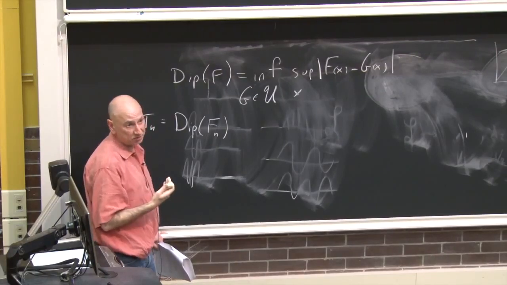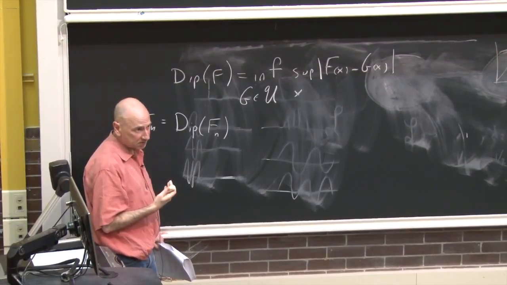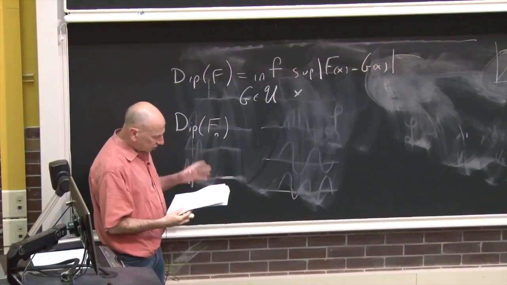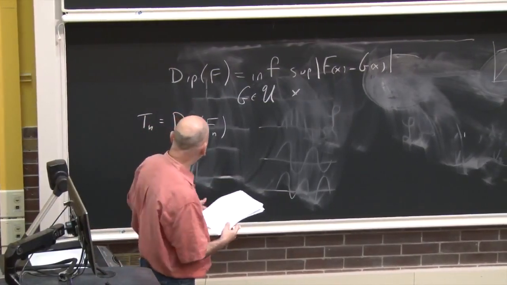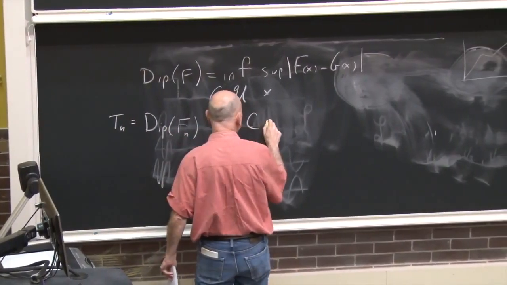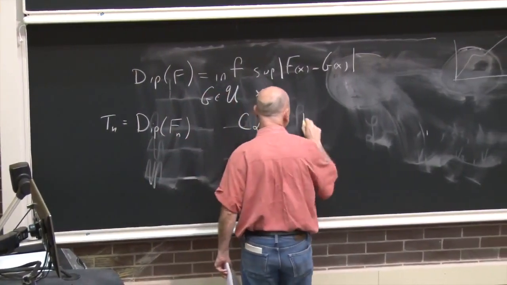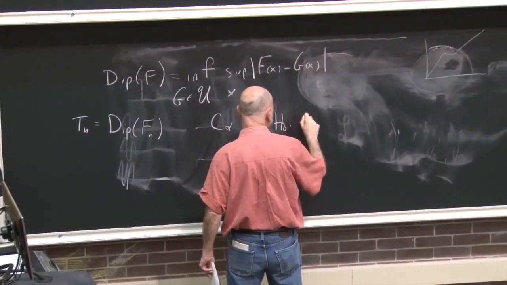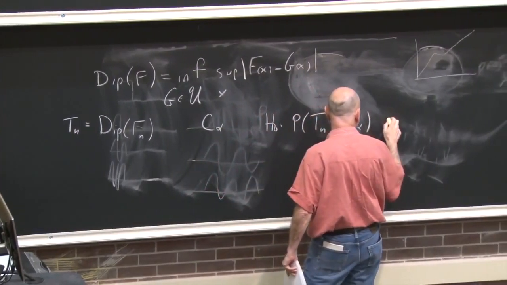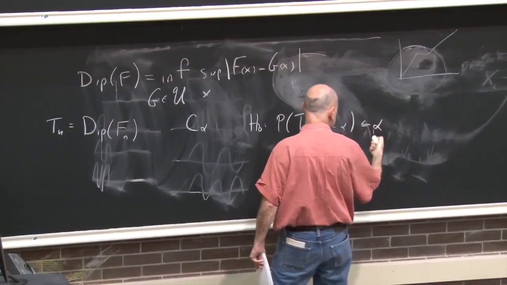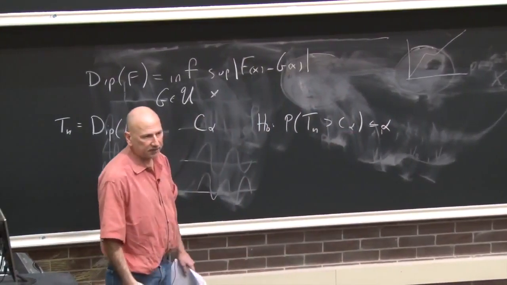You have to get its distribution. What's the distribution under the null hypothesis? The distribution is somewhat complicated, but it can be found. And so basically you can find a critical value, C alpha, such that if H naught is true, the probability that Tn is bigger than C alpha is alpha.